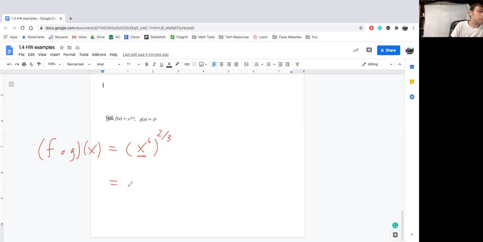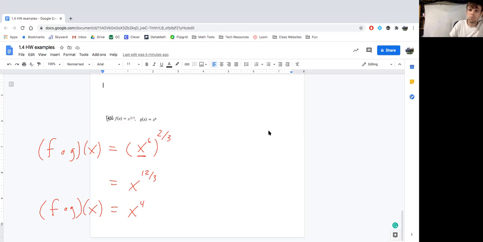So 6 times 2/3 is 12/3, and 12 over 3 actually just simplifies to be 4. So this is x to the 4th. And that's as far as I can go with that one. That is my composition function for f of g of x.